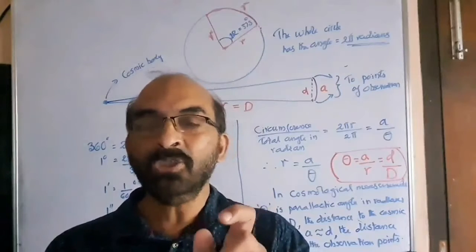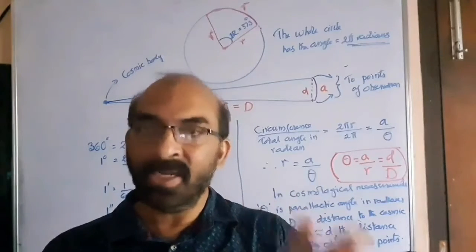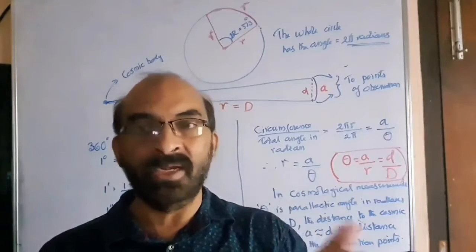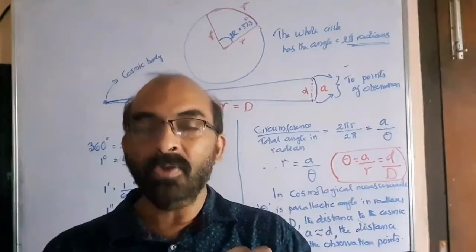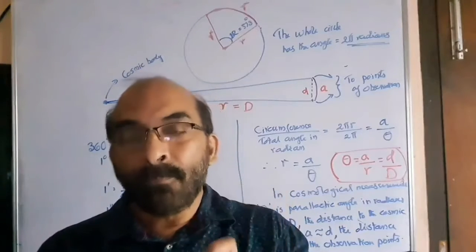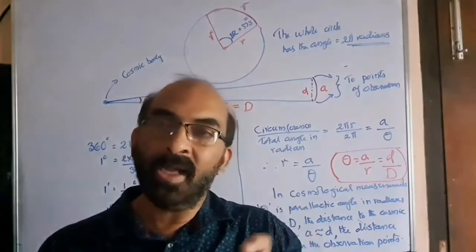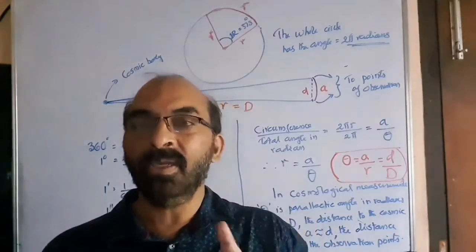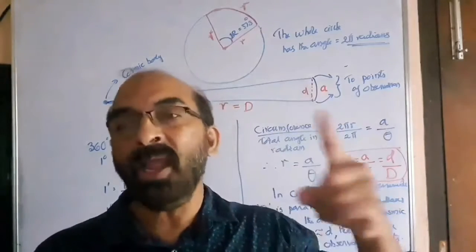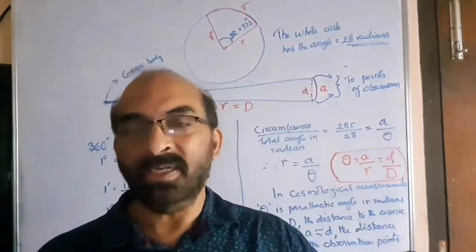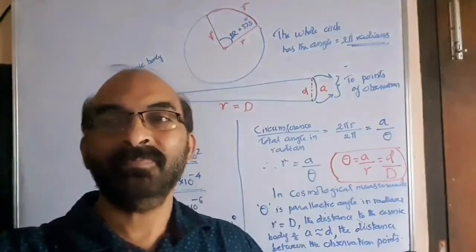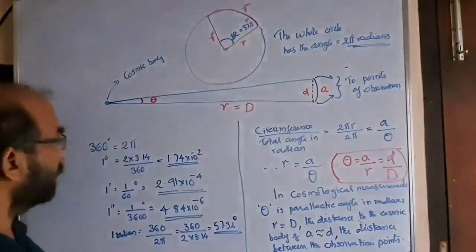2 pi radian does not mean 2 pi r. 2 pi radian. Radian is a measure of angle. Okay. So we have to remember that 2 pi radian and 360 degree are equivalent terms regarding the total angle in a circle. Okay. Now, in the next, look here.